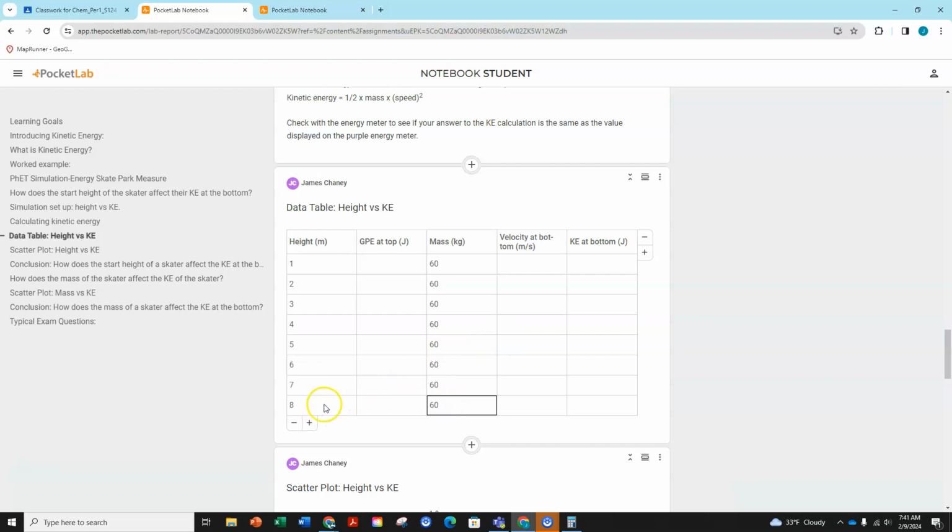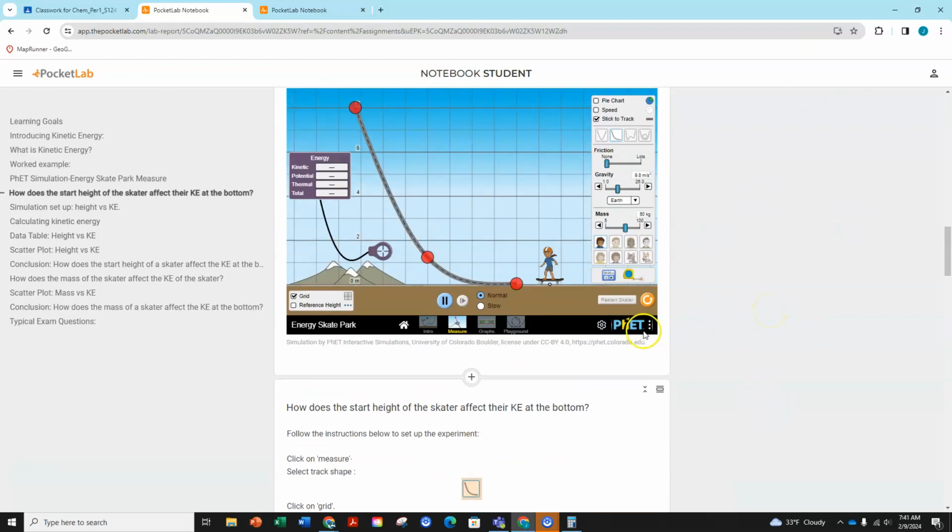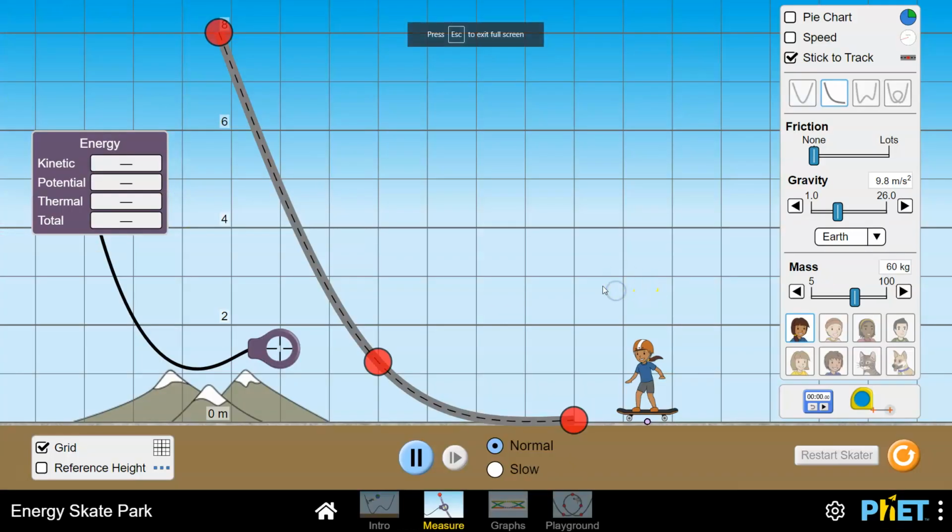Okay, so now I'm going to get my skater up to the 8 meter height. So we'll go back up. And I'm going to go with dog instead of and put dog like so. And we're going to let it go, and we are going to pause after the dog leaves the screen. And now we have our pink dots that we can actually measure.